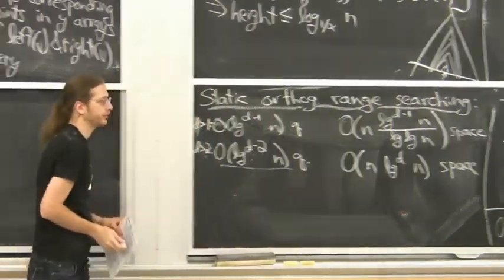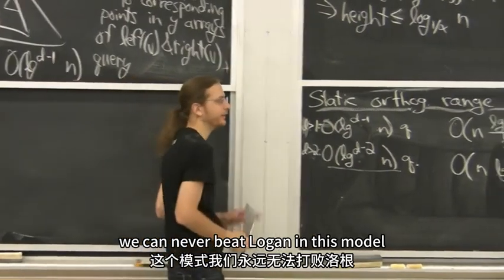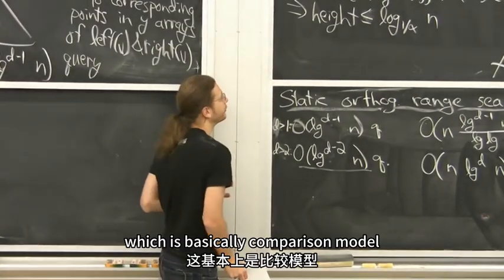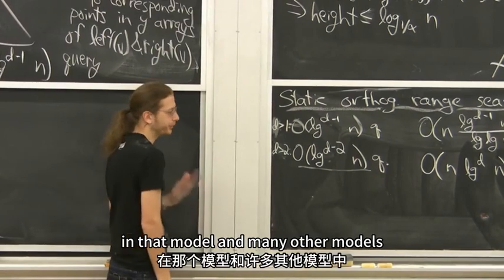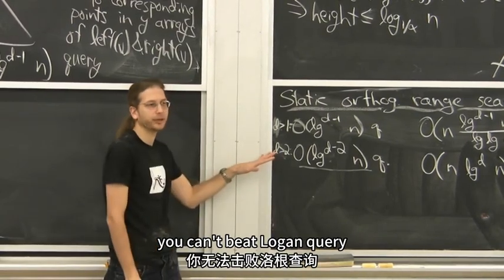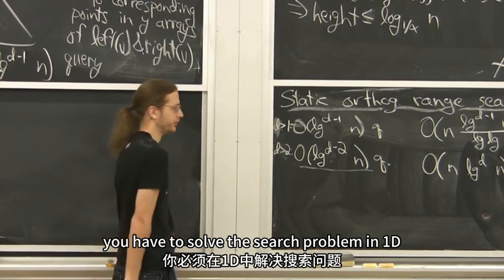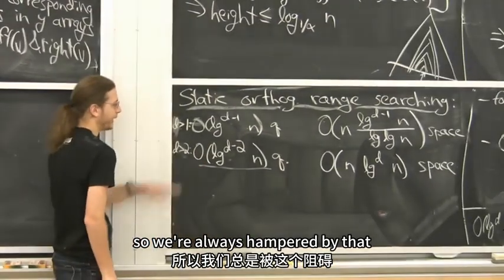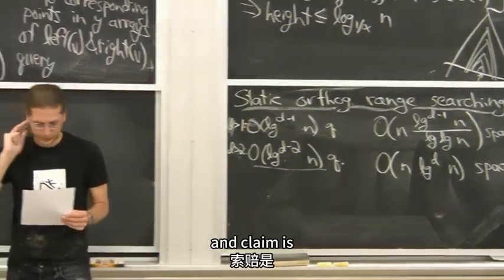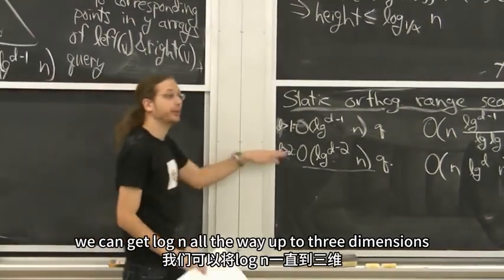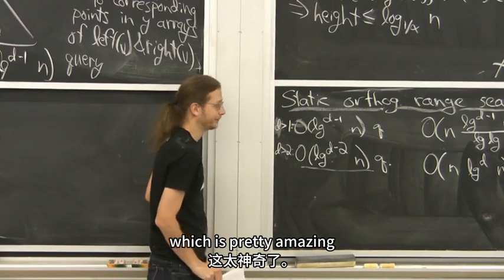Other questions? You can never beat log n. In this model, which is basically the comparison model, we're comparing coordinates. In that model and many other models, you can't beat log n query, because in particular, you have to solve the search problem in 1D. So we're always hampered by that, but the question is, how does it grow with D? And the claim is we can get log n all the way up to 3 dimensions. Only at 4 dimensions do we have to pay log squared. It's pretty amazing, I think.